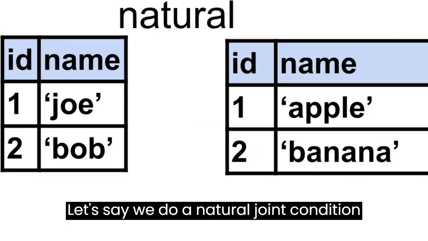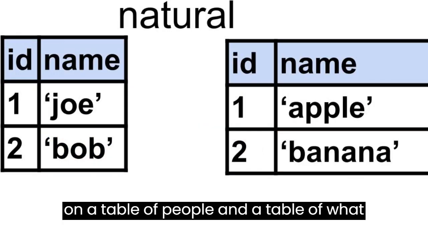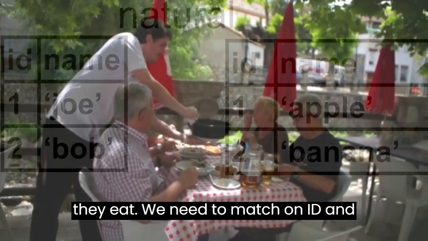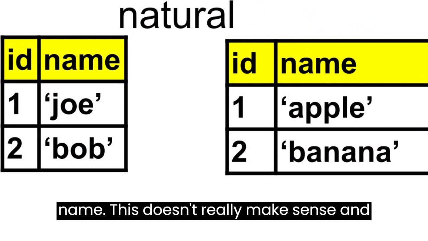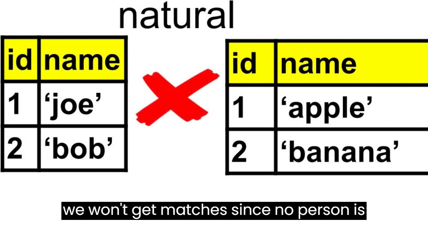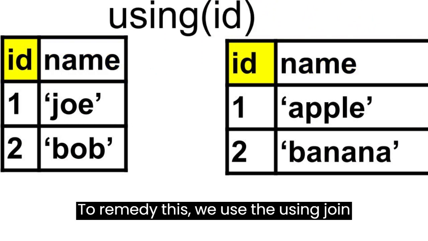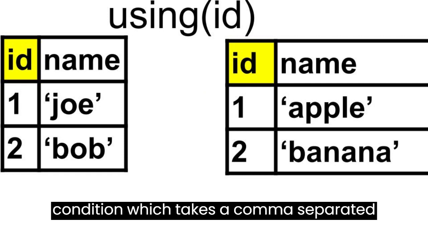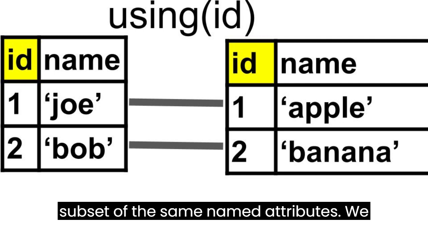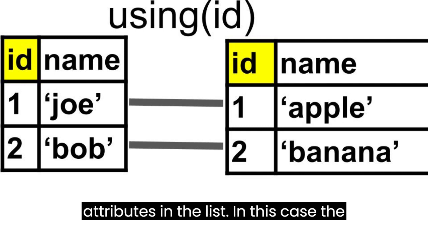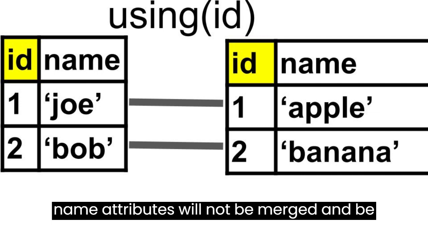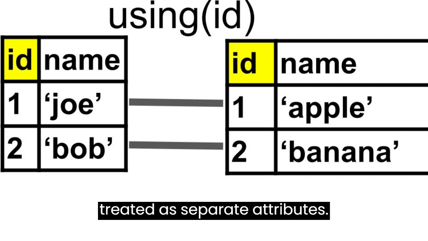Let's say we do a natural join condition on a table of people and a table of what they eat. We need to match on ID and name. This doesn't really make sense, and we won't get matches since no person is named after a food. To remedy this, we use the using join condition, which takes a comma-separated subset of the same named attributes. We perform a natural join, but only on the attributes in the list. In this case, the name attributes will not be merged and be treated as separate attributes.